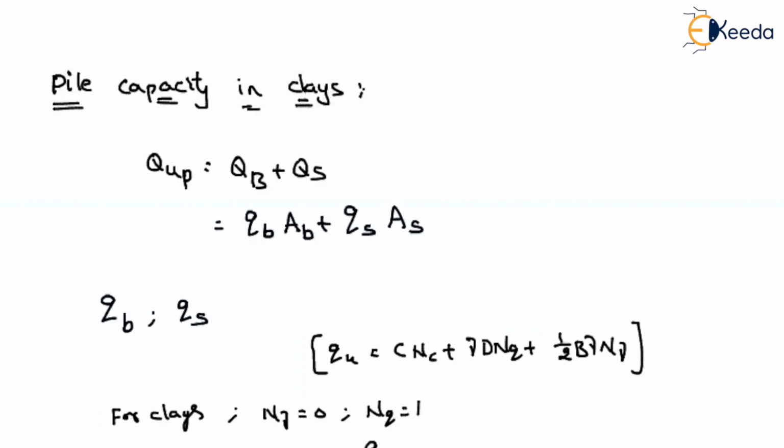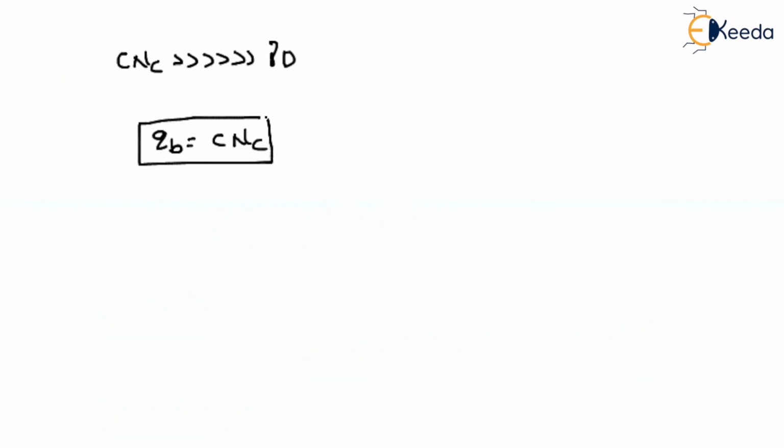Then what about the end bearing capacity? This Qu will represent the end bearing capacity. That can be written as C Nc plus gamma D, isn't it? But it is found that C into Nc is very large in comparison with the magnitude of gamma D. So that's why your end bearing resistance can be considered as only C into Nc. So if it is a clay, the end bearing resistance is nothing but C into Nc. What is meant by C here? C is the undrained shear strength of a clay.